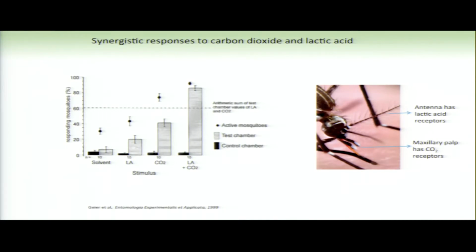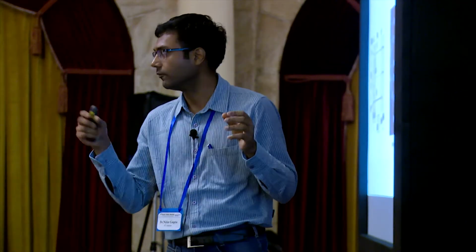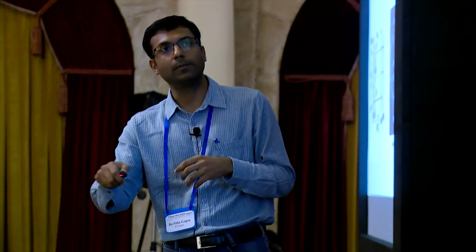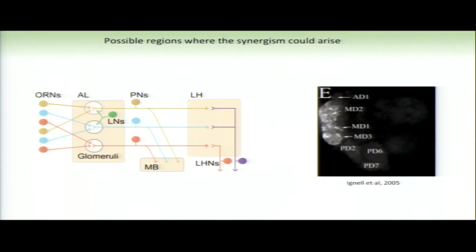It was not very clear in Aedes aegypti whether lactic acid is also detected on the palp, so we did extracellular recordings from the sensory neurons on the palp, and we found that indeed carbon dioxide is showing a response, but lactic acid did not show a response. So there is no overlap in the sensory organs between these two odors. Also the projections from the two organs are in different regions of the antennal lobe. So from the palp, the projections of the receptor neurons come to 3 specific glomeruli, which are different from the glomeruli of the antennal neurons.